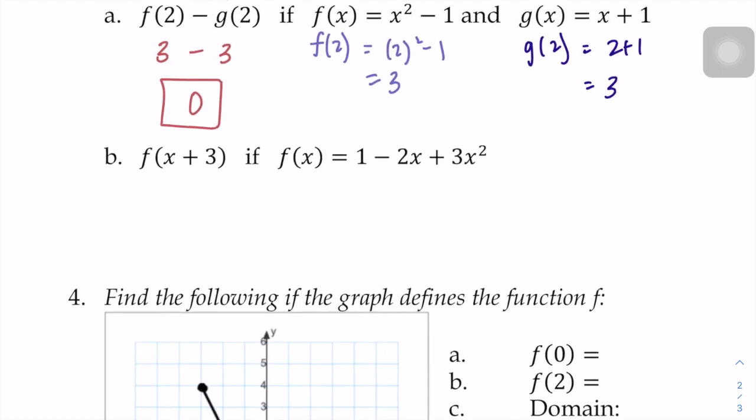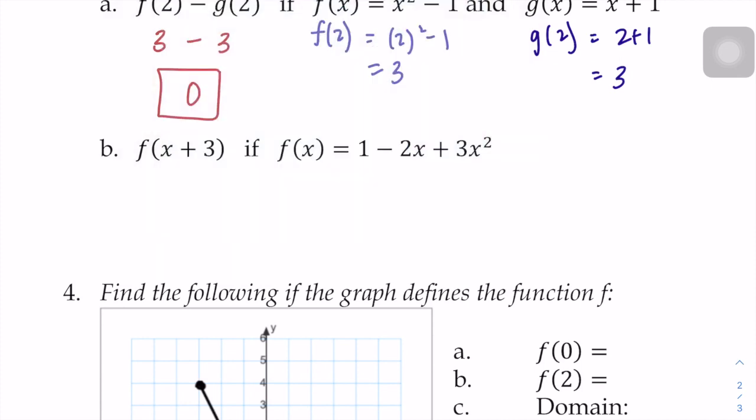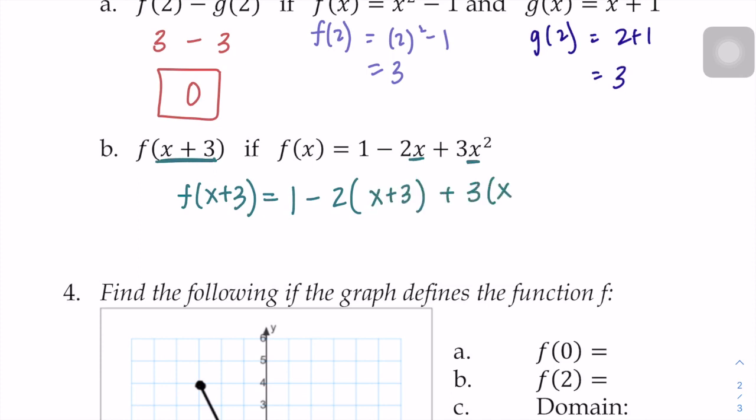Okay, part B, a little bit more intense, but you should know how to do this pretty quickly as well. Anytime that I replace those parentheses, we're replacing x. So anytime that I see x in my function, what I'm going to do is I'm going to plug in. So right now, f of x plus 3 is now changing my f of x function. So I'm going to continue writing everything that was there, but replacing x. So now x is x plus 3. Okay, we need to simplify. You have got to simplify.